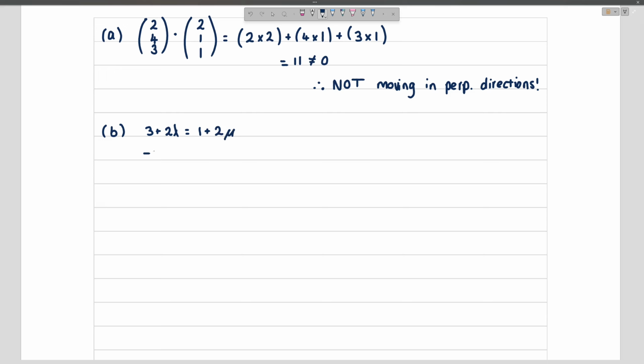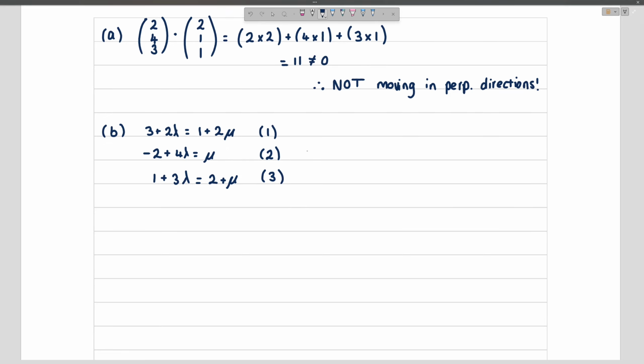We also have -2 + 4λ = μ. And then finally here, 1 + 3λ = 2 + μ. Let's call this equation here equation 1, this equation 2, and this equation 3. So all we want to do here is solve this system of equations. The easiest way to do that is to take equation 2 and substitute it into either equation 1 or equation 3.